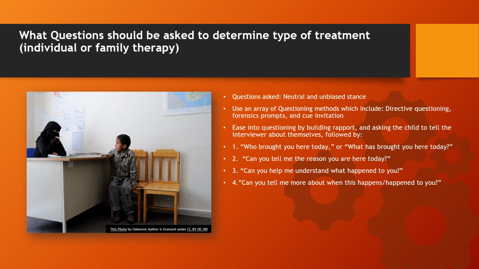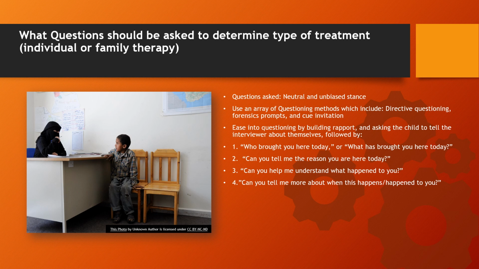Here is an example of some questions that I would use. I would ease a child into answering questions by asking a question that's unrelated to abuse, that would help them to open up, such as, tell me about yourself. Or if they have a toy, I would say, what did you bring today? Tell me about your toy. Or what do you like to do? Followed by, who brought you here today?